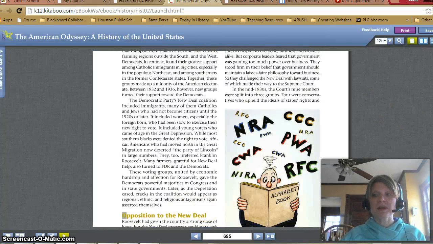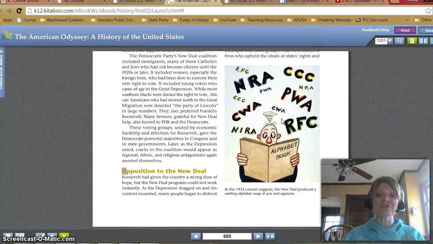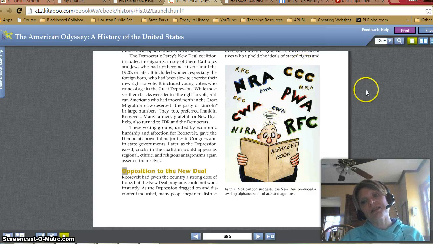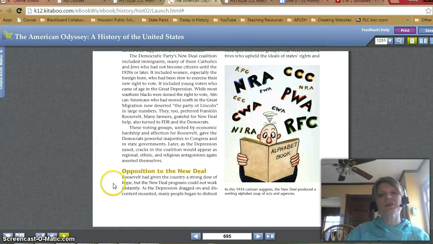So let's start here on page 695, Opposition to the New Deal. And let's look at the cartoon here on the bottom right. In this 1934 cartoon, the New Deal produced a swirly alphabet soup of acts and agencies, just like in the other cartoon we saw at the beginning of the lesson.